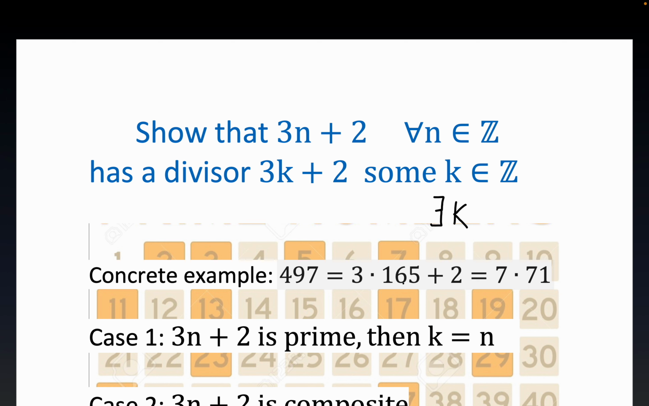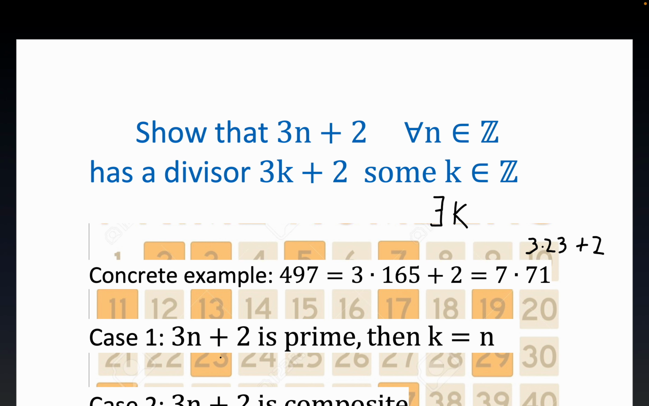Here's a concrete example. 497 is equal to 3 times 165 plus 2. Notice that 71 is equal to 3 times 23 plus 2. 3 times 23 is 69, plus 2 is equal to 71, right? 7 is not in that form. But anyway, for this problem, in the form 3k plus 2, we wrote a factorization where one of the factors, or one of the divisors, was of the form 3k plus 2. Now we want to show it in general.